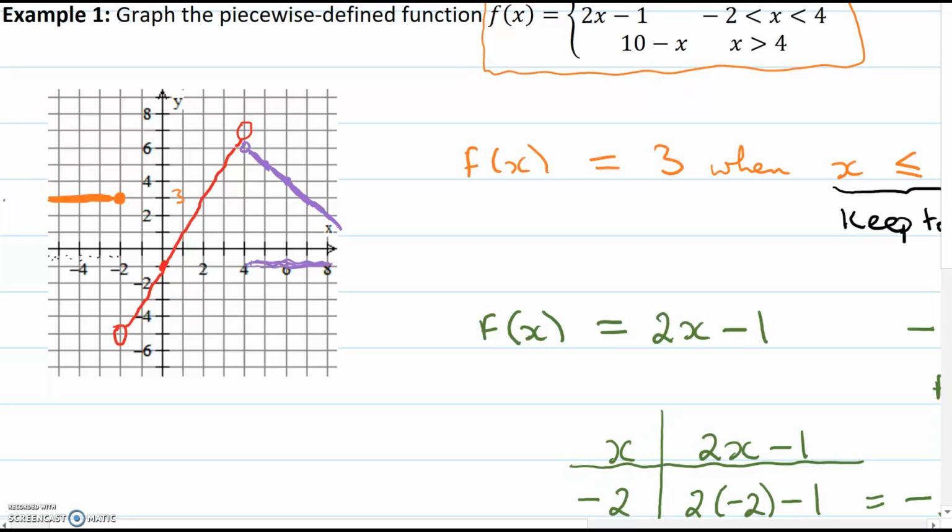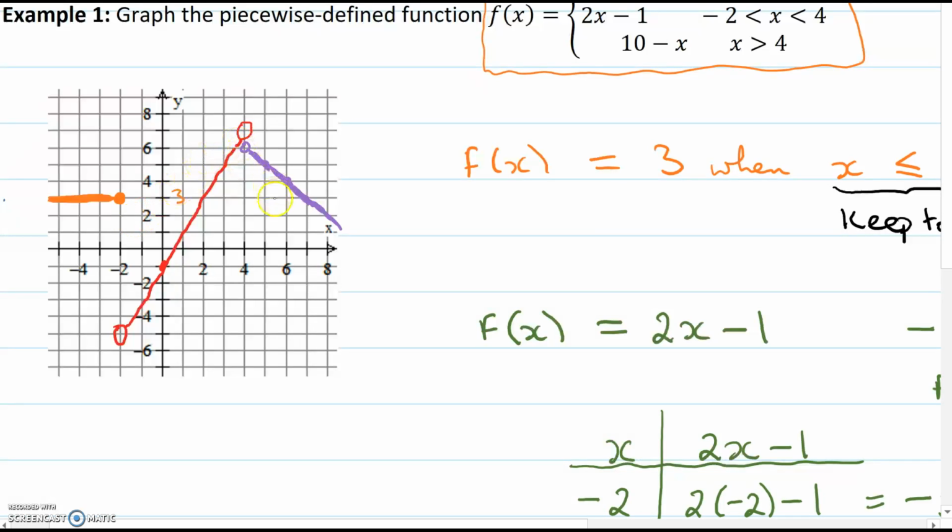And you can see, we'll get rid of this stuff now because this was just to guide us. And you can see that the graph is made up of 3 pieces. There's the orange piece here. That was f of x equals 3 when x is less than or equal to -2. The piece I've drawn in red was 2x minus 1 when x is between -2 and 4. And the final piece in purple is the graph of 10 minus x when x is bigger than 4. Okay, so we'll get a bit of practice drawing that.